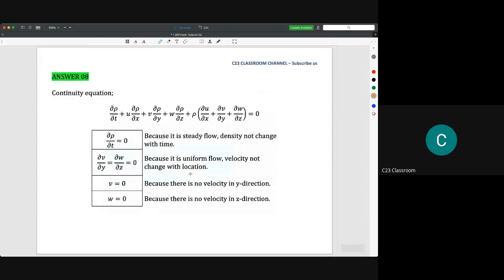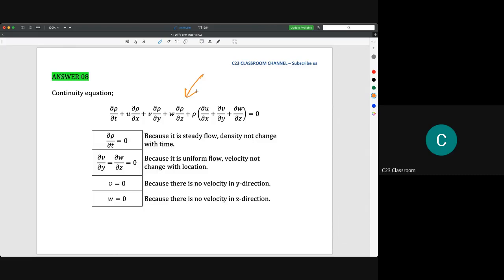So I think I could go a little bit faster because you already know the tricks. The rule of thumb is you try to simplify the Navier-Stokes equation or the continuity equation by using all the assumptions that you can make from the question. For example, this is the continuity equation that we learned previously.